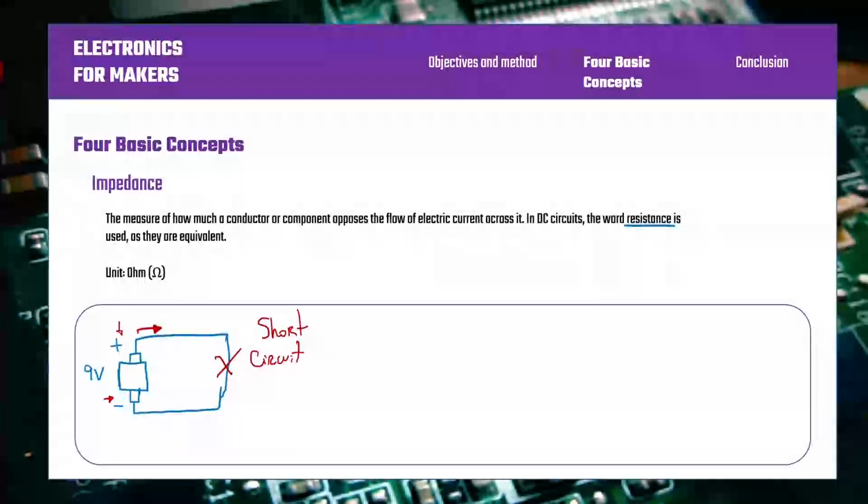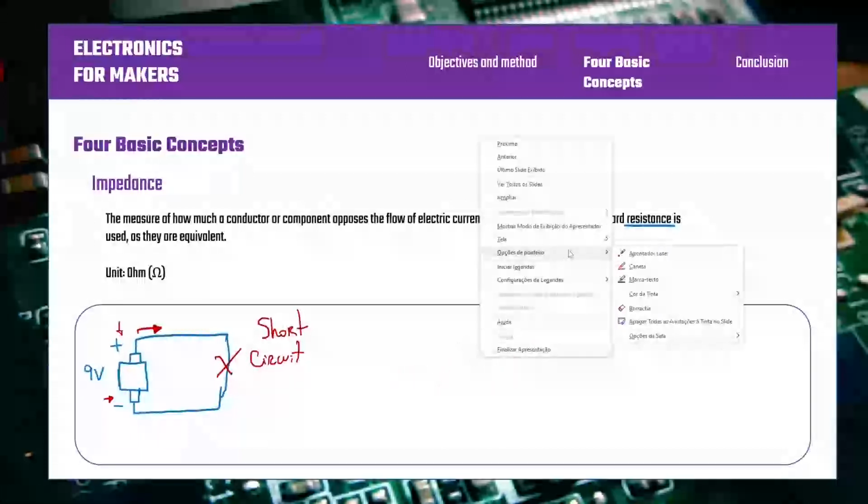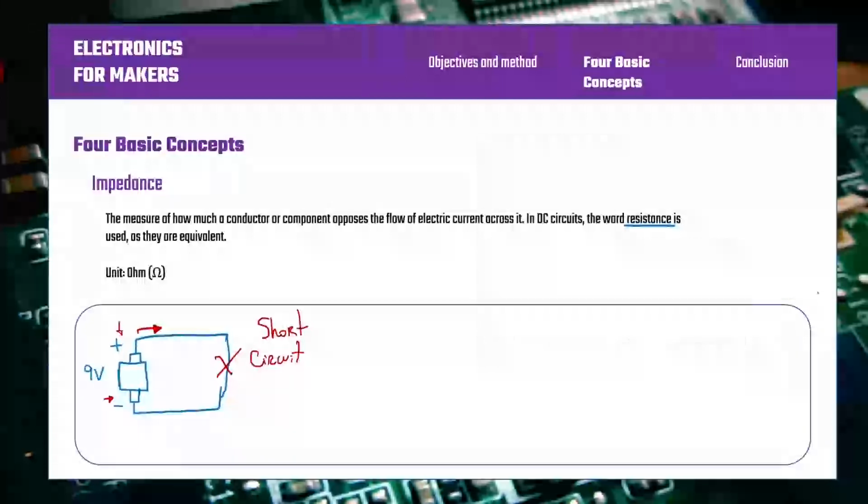We never want to connect directly the positive and the negative terminal of some power supply with no resistance in between, no impedance in between. There has to be some kind of impedance. So let's try to make a more realistic circuit. Let's try to light a lamp.